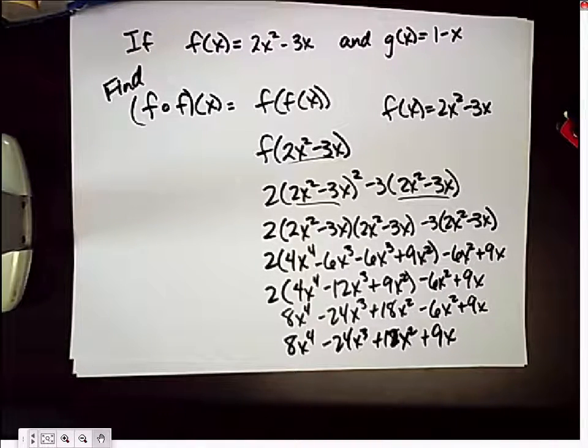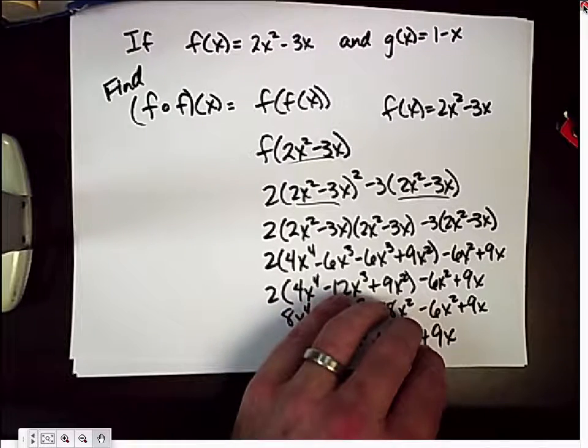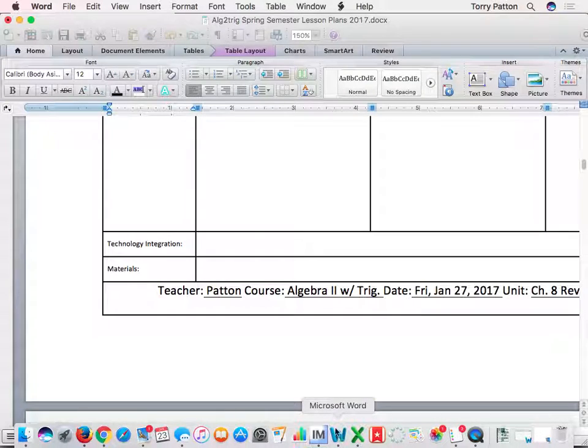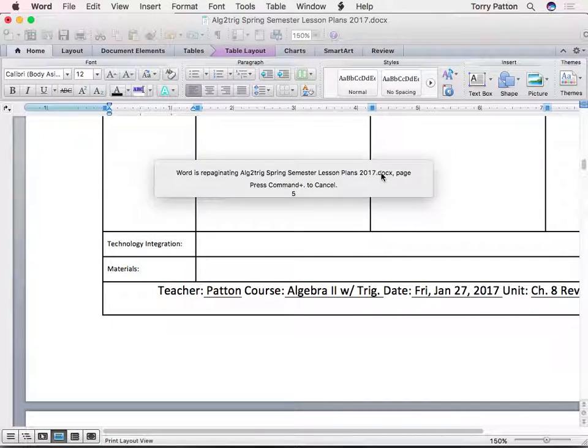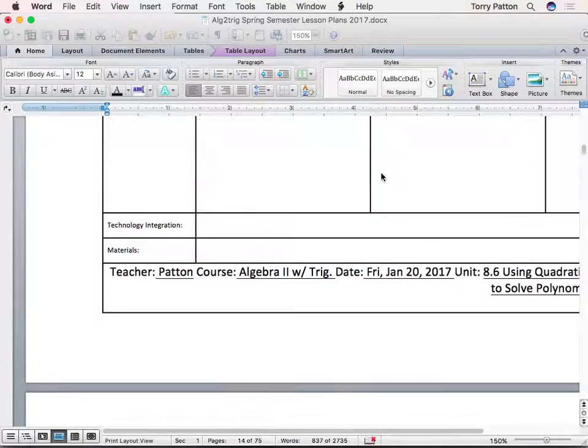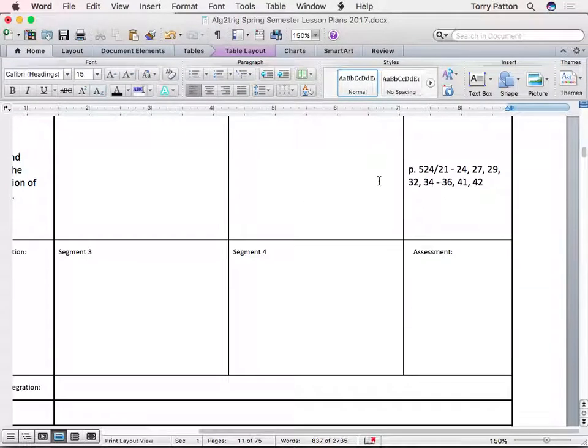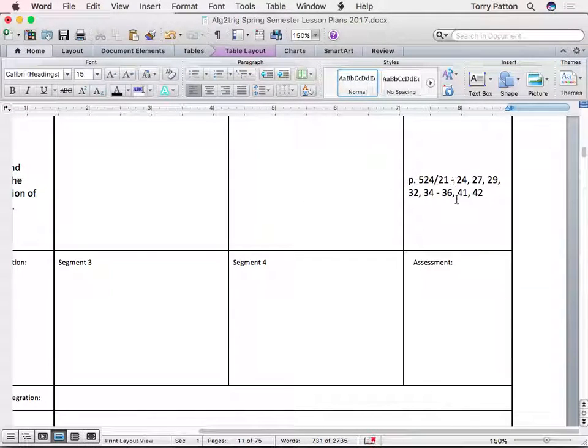Okay, so your homework is, one second. What is today? Here we go. There's your homework. Can y'all see that? 524, 21 through 24, 27, 29, 32, 34 through 36, 41, 42.